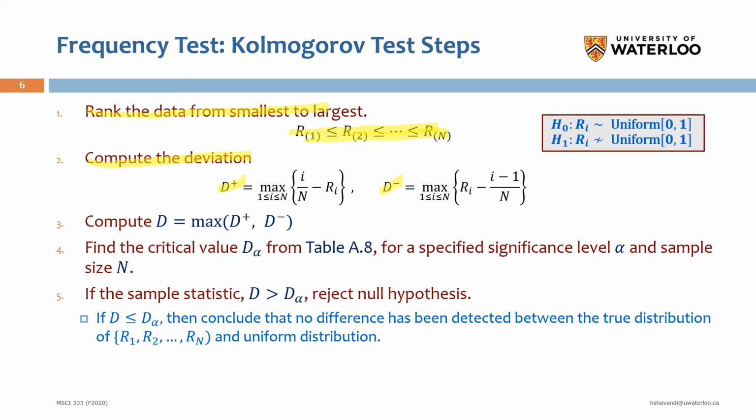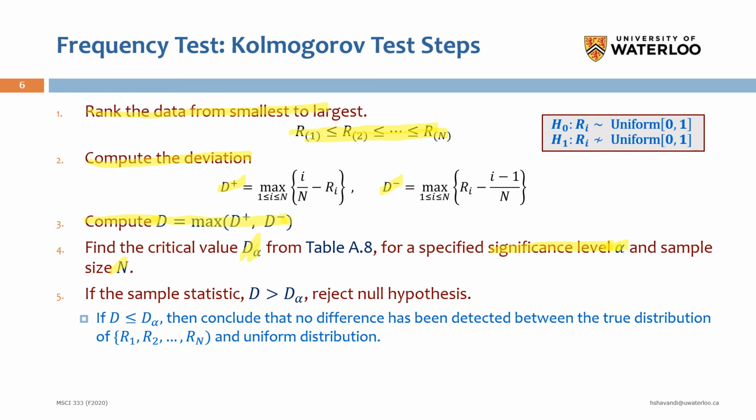So D will be considered as the maximum between D plus and D minus. And now we have our statistic here, so we need a critical value, which is D alpha. By having a significance level alpha, we go to table A8, and by having that alpha and also the sample size N, we can obtain the critical value D alpha.